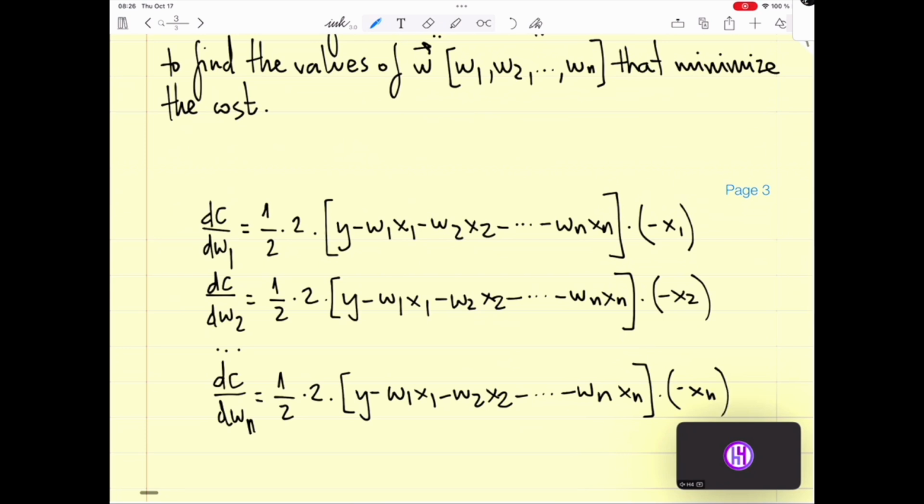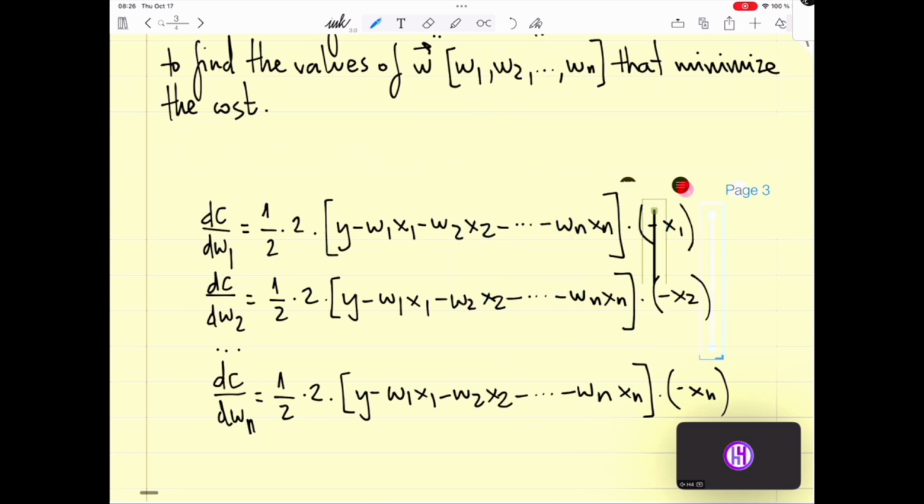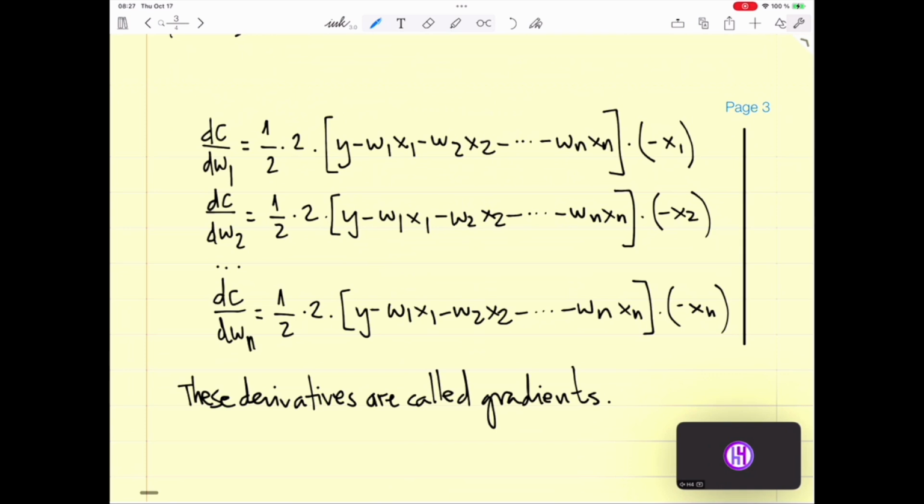So this set of equations helps us find the minimum values of the W vector to minimize the error, the cost function. And this set of equations, these derivatives, are called gradients. Okay.